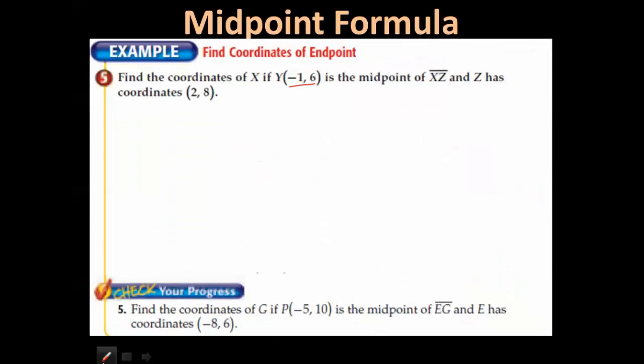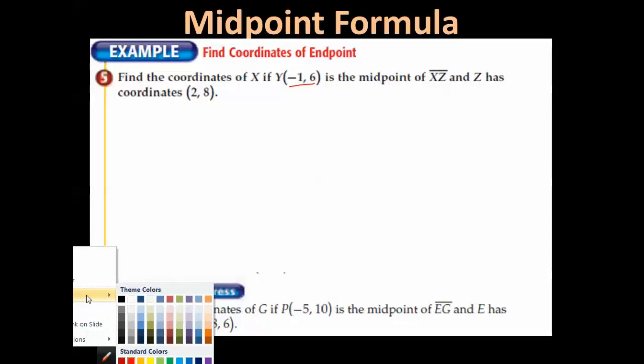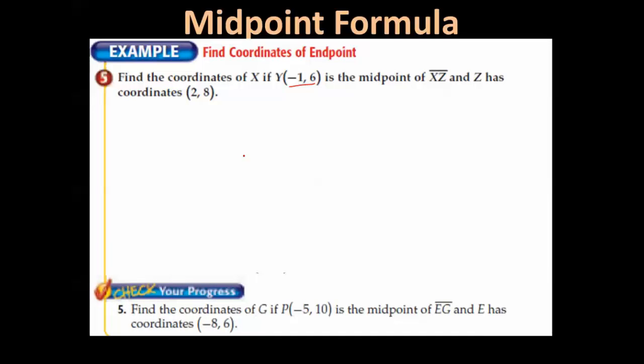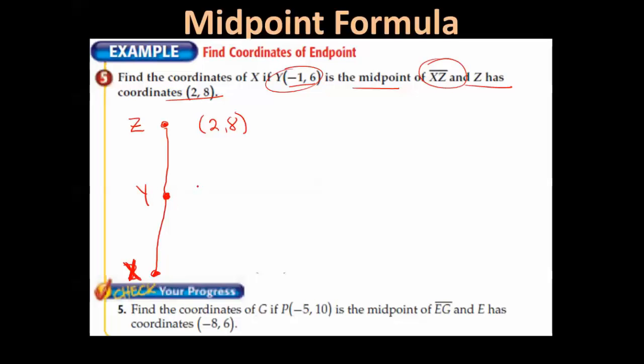Okay, these kind of problems right here are my favorite because I get to do a little bit of a different line for them. And instead of using the formula, I come up here and it tells me to find the coordinates of x if y is my midpoint and z has the coordinates 2, 8, and I have this segment xz. Well, I always start with the endpoint I know, which is z, and they're giving me 2 and 8. Then I draw me a line going down. Doesn't even have to be straight, obviously. This is going to be x, and I don't know what point x is. And then I have a midpoint of y, and they tell me those coordinates are negative 1, 6.